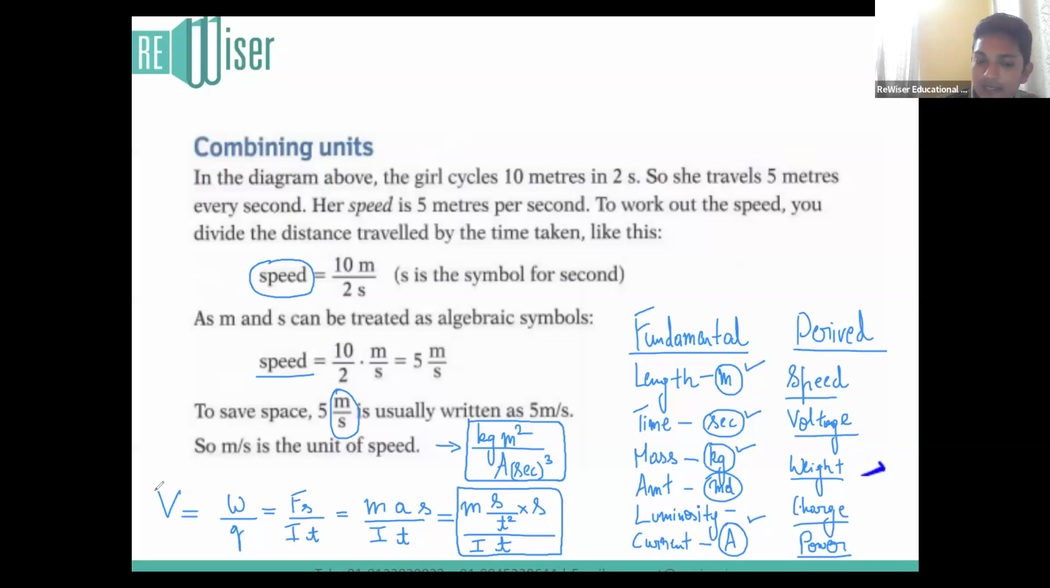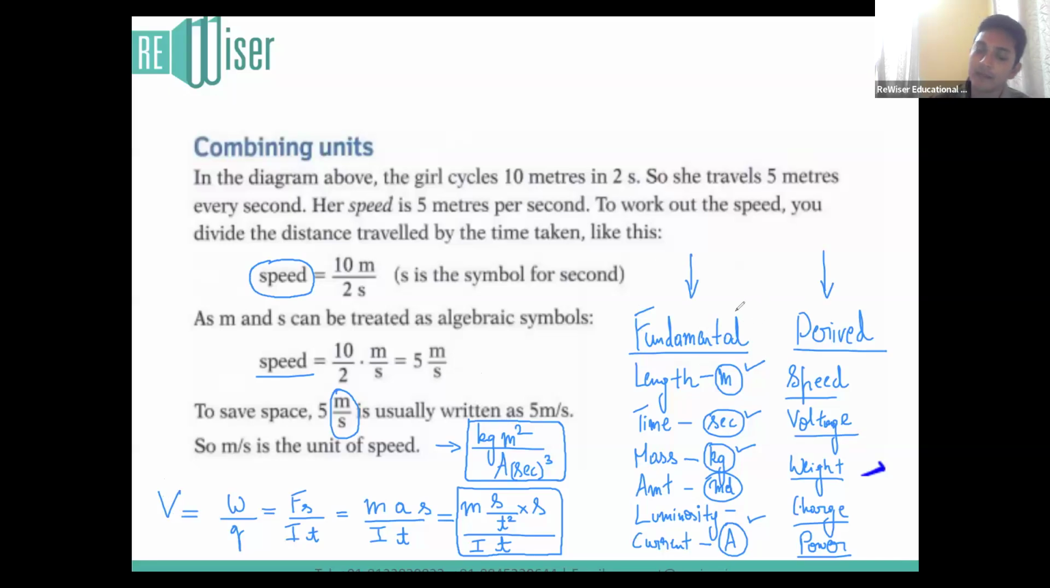By the way, voltage has its unit volt. The symbol for voltage is V. Its unit is also V, but let that not confuse you. It's one of the few quantities which has the same symbol for the unit and the quantity as well. Okay? So this is your breakdown of fundamental quantities, derived quantities, followed by fundamental units and derived units.